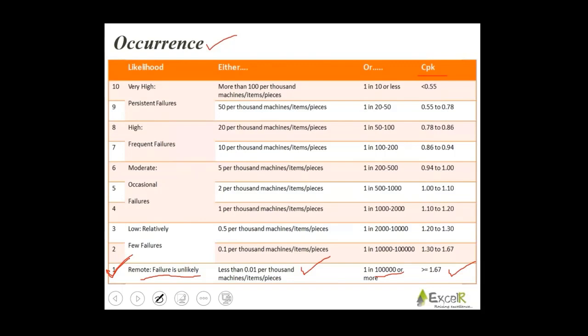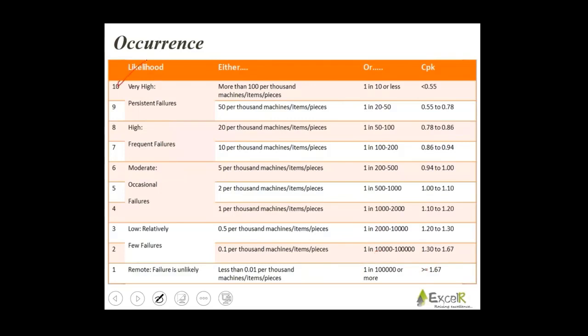What do you mean by CPK greater than or equal to 1.67? We have discussed in the measure phase also, right? My mean is closer to my target, right? If this is the dartboard and this is my bullseye, all the points might be falling at and around this target. If this is the scenario, my CPK value will be greater than or equal to 1.67. So almost always I'm on target. That is what it means. Only 1 in 100,000 times I might miss my target.